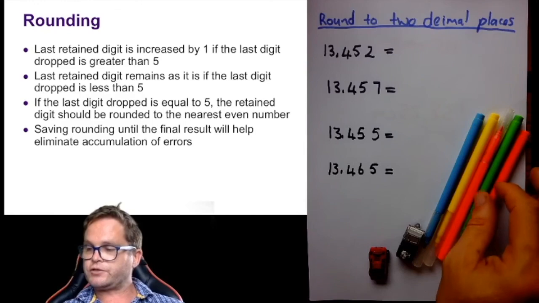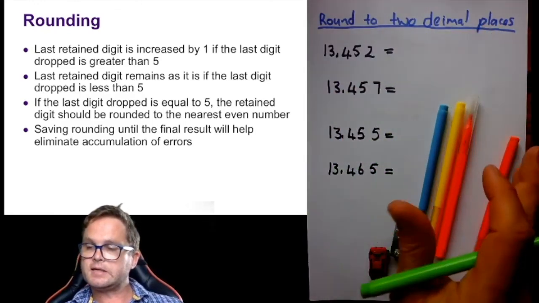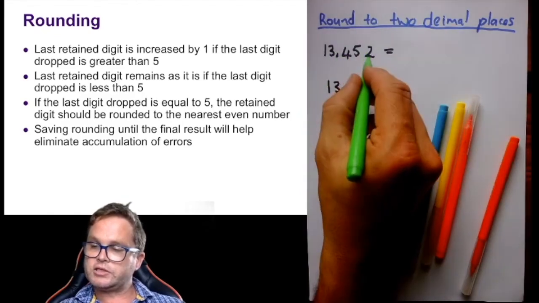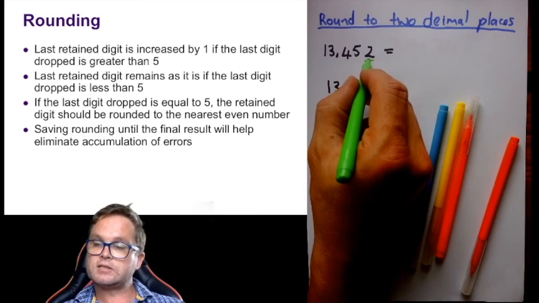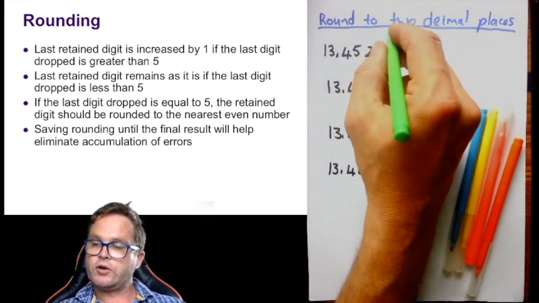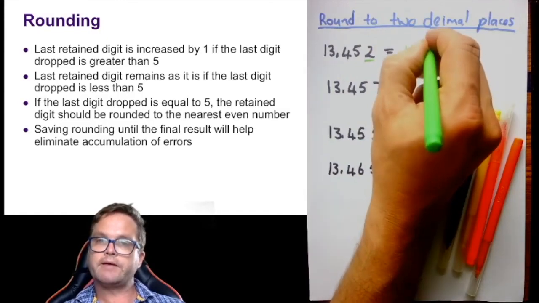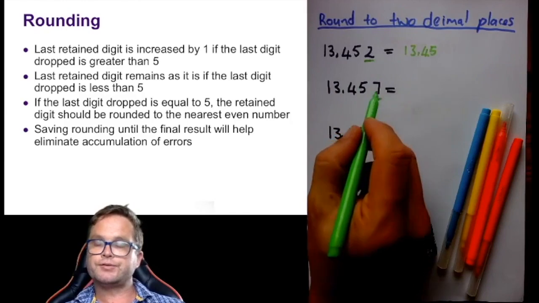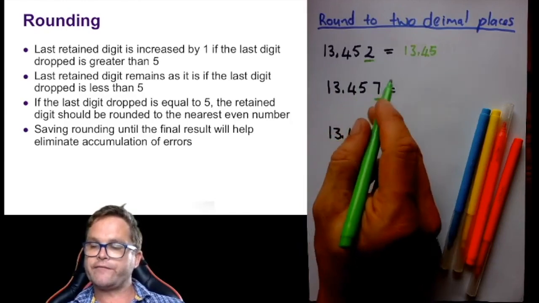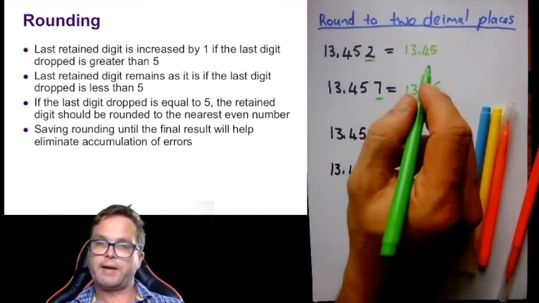To illustrate this first rule, if the question reads round off to 2 decimal places, then the digit to be dropped in this case is this last digit. This last digit is less than 5, so we round this off, of course, to 13.45. It's covered by the first point. In this case, if we ask to round this off to 2 decimal places, here it's greater than 5, so this will be 13.46. We round off up.